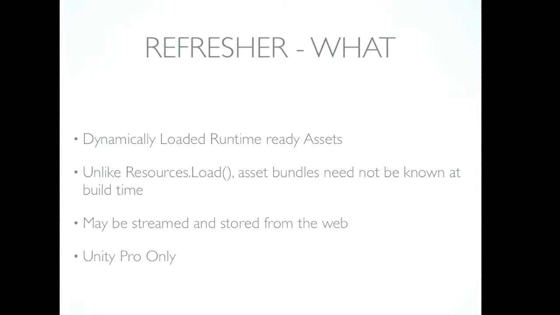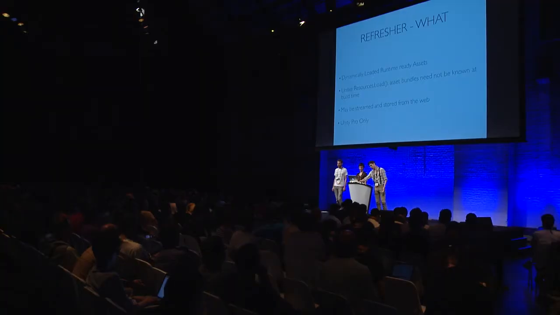So unlike Resources.Load, an asset bundle doesn't need to be known at build time. That means that when your application is running, you could download a list of existing asset bundles, for instance, and then load them in at runtime without having known about those asset bundles before you built your program. And that's the main difference between that and Resources.Load, besides the fact that the asset bundle is also separate from your project binary. They're Unity Pro only.